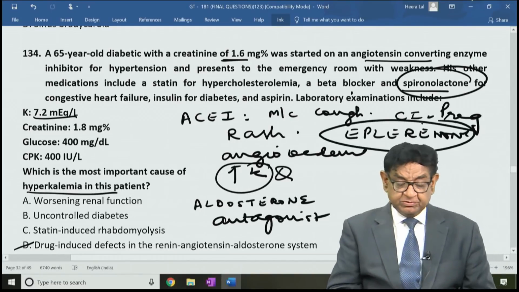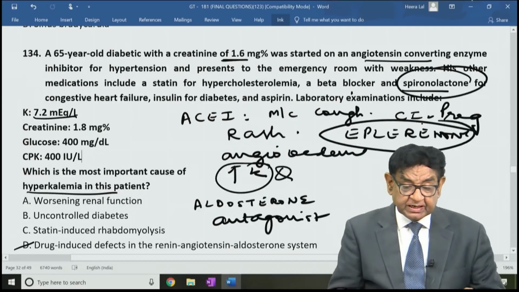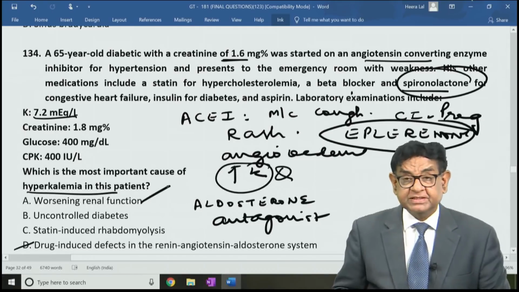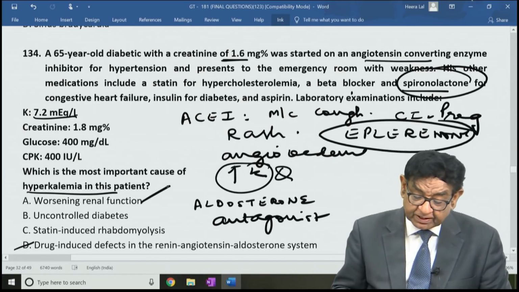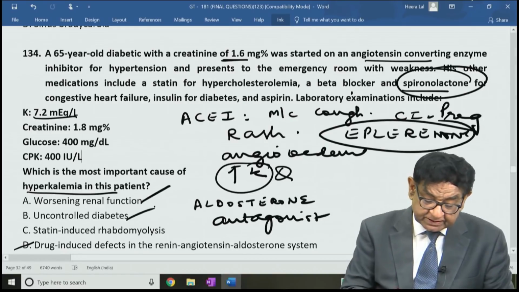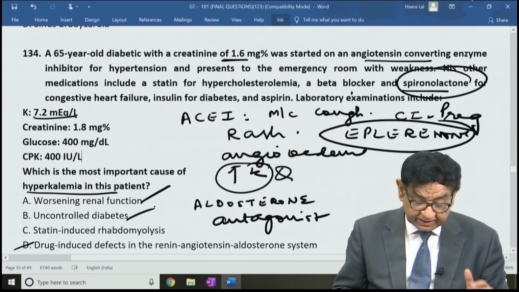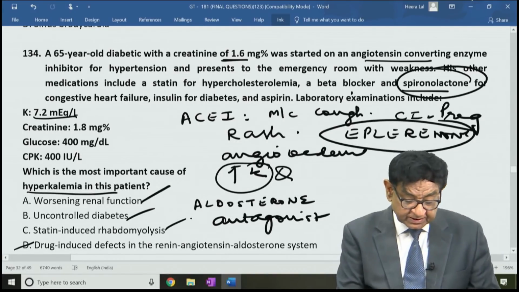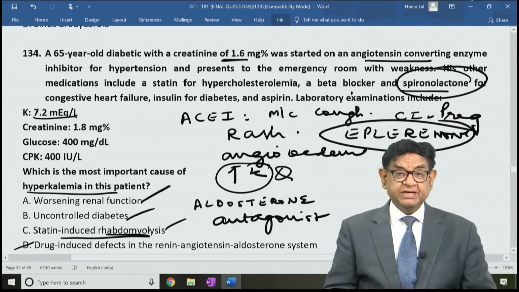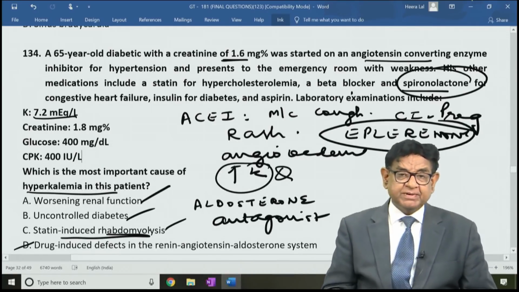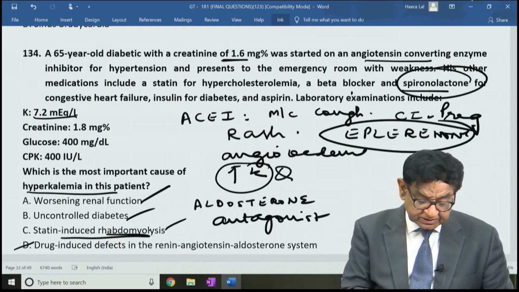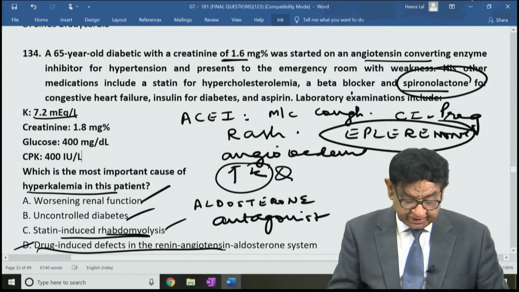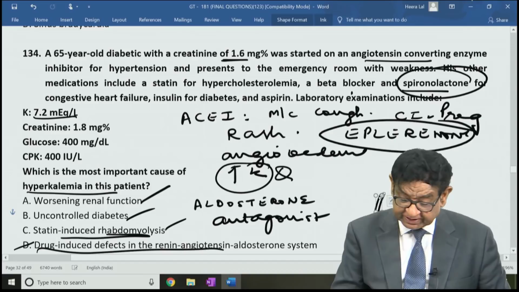Okay. So the question number 134. What about other options? Worsening renal function, does this ever happen overnight? Uncontrolled diabetes is never a cause of hyperkalemia so suddenly. Statin-induced rhabdomyolysis doesn't occur like this. And when rhabdomyolysis occurs, there is a strong history, and the drug has to be taken for a very long time. This never occurs overnight. Out of these, this is the most appropriate answer. The first answer should be D, should always be the first choice in this case.